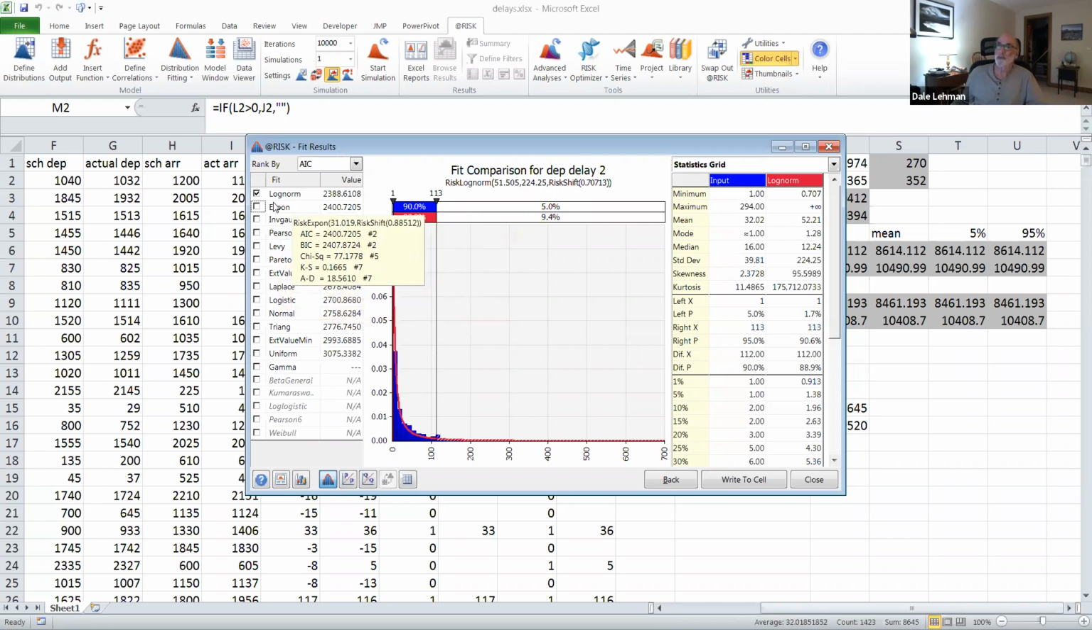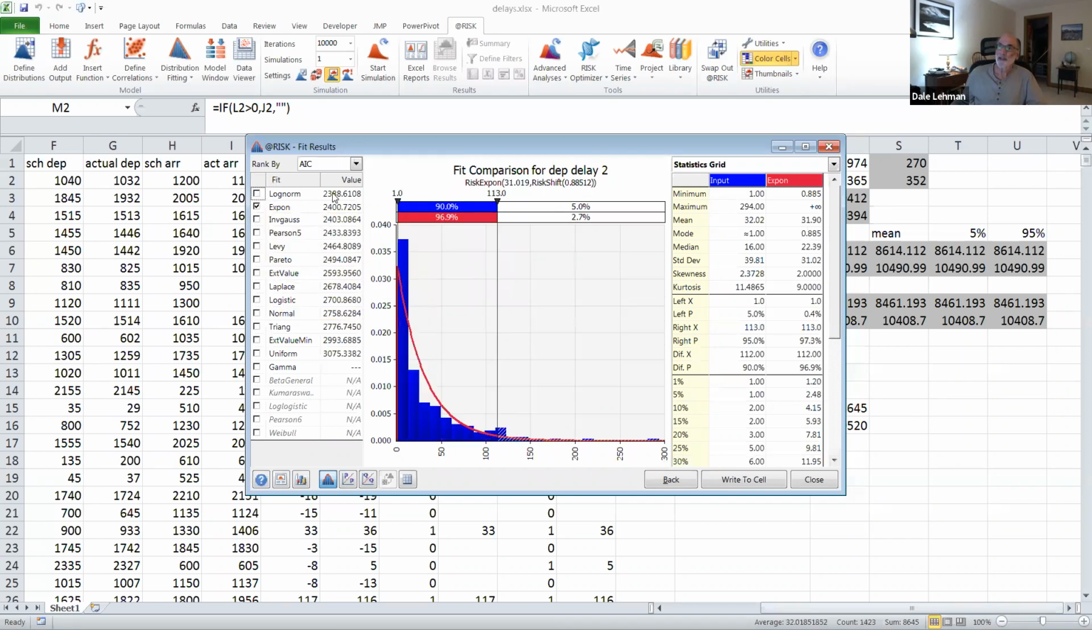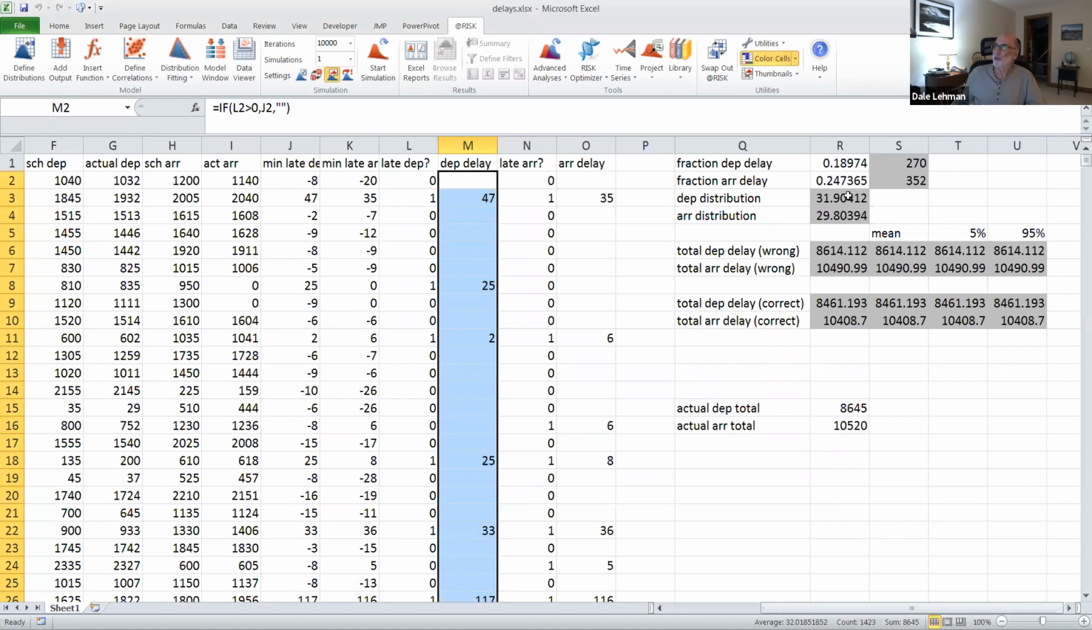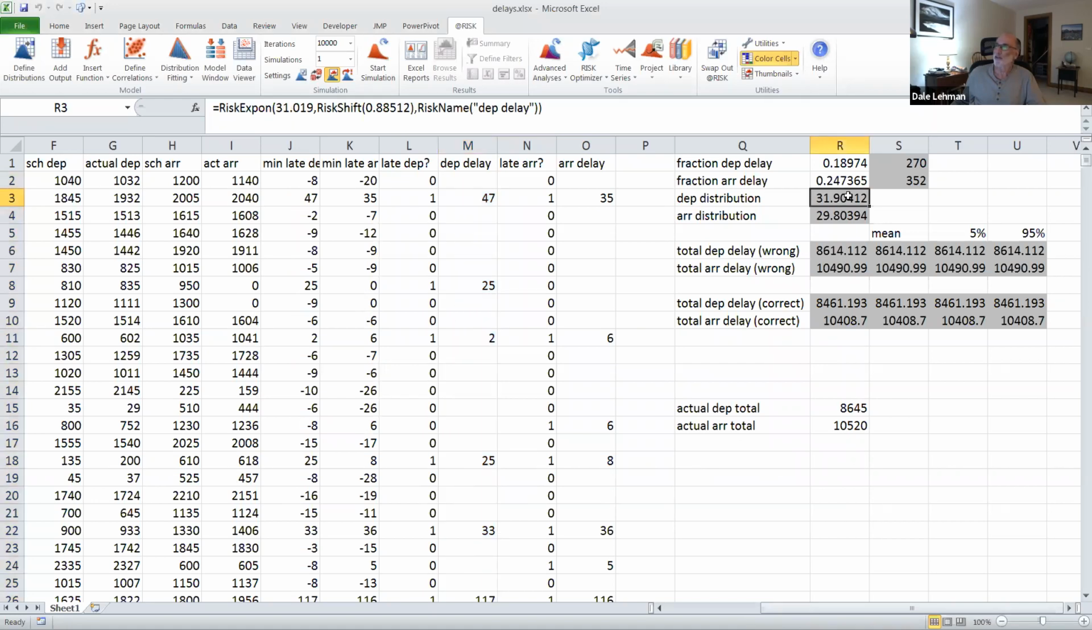minutes if you want. When you look at the exponential, the picture looks better and the numbers look a lot closer. The mean 32 versus 32, almost exactly. Standard deviation's off a little bit, 40 versus 31, but not as far off as the other was. So I'm going to use the exponential here. And that's what I put in for the departure distribution.